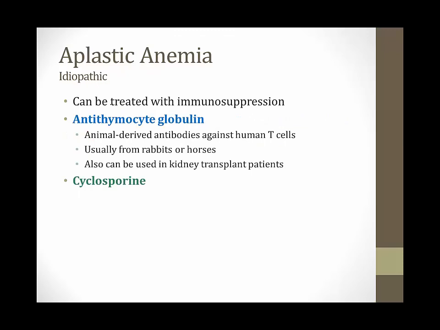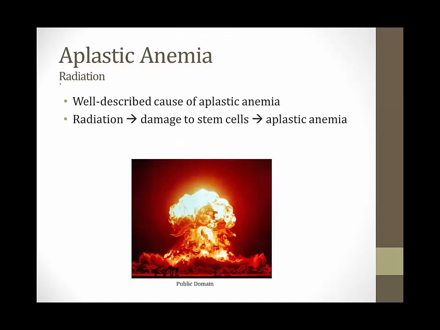Some of the evidence for an immune-mediated cause of aplastic anemia comes from the fact that there are two commonly used immunosuppressive agents which can treat aplastic anemia. The first one is called anti-thymocyte globulin. These are animal-derived antibodies against human T cells. Usually they come from rabbits or horses, and they can improve the symptoms of aplastic anemia. This medication is also sometimes used in patients who have received kidney transplants. And then the second drug that's sometimes used is cyclosporin, which I talk about in more detail in the immunology modules on immunosuppressants.